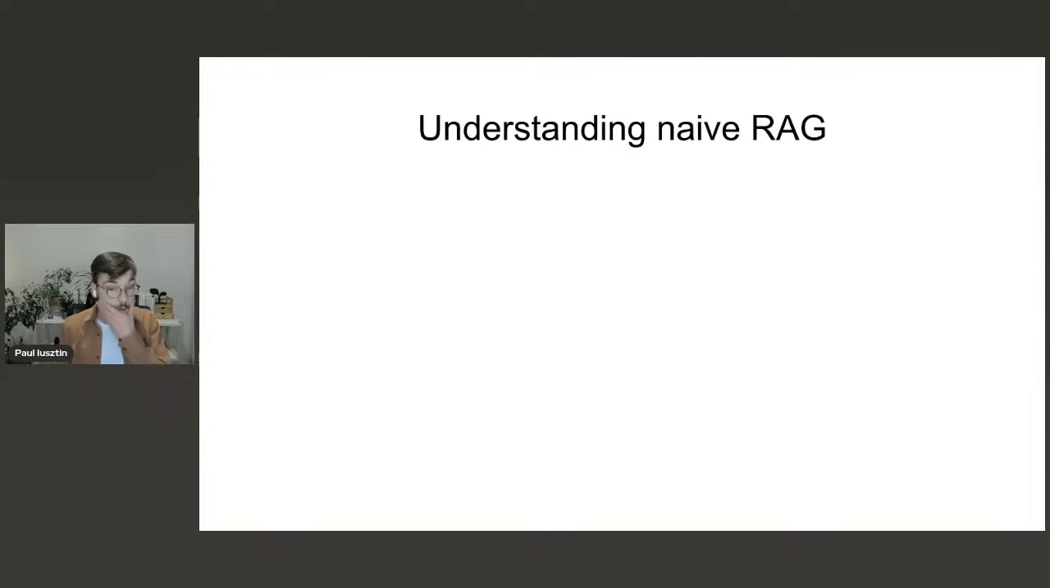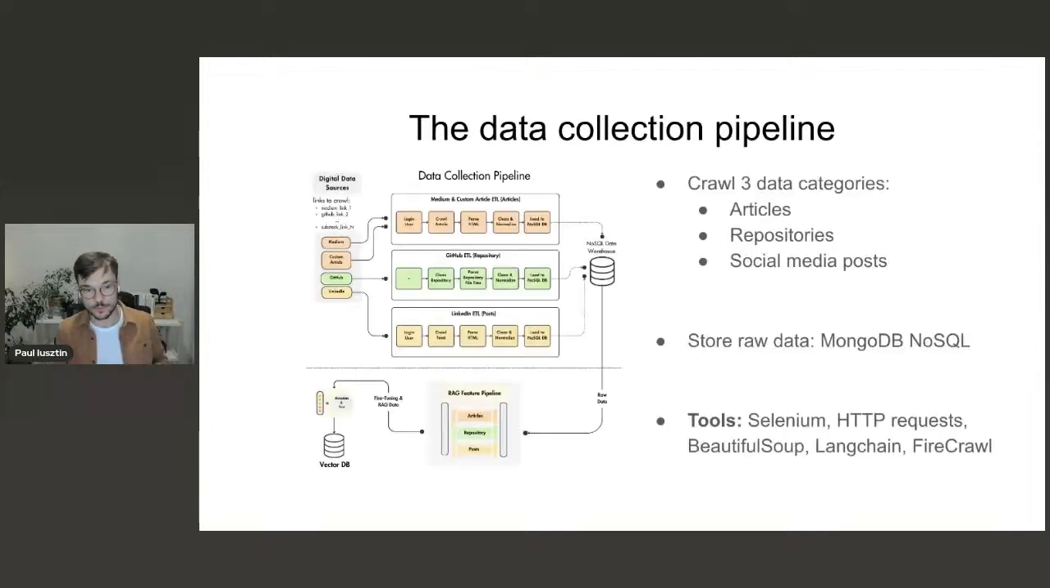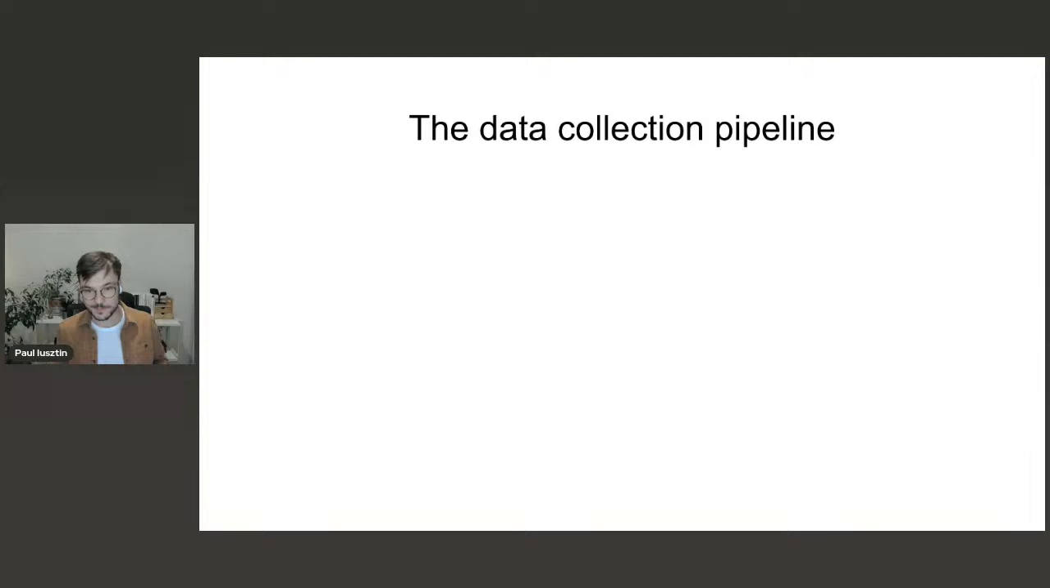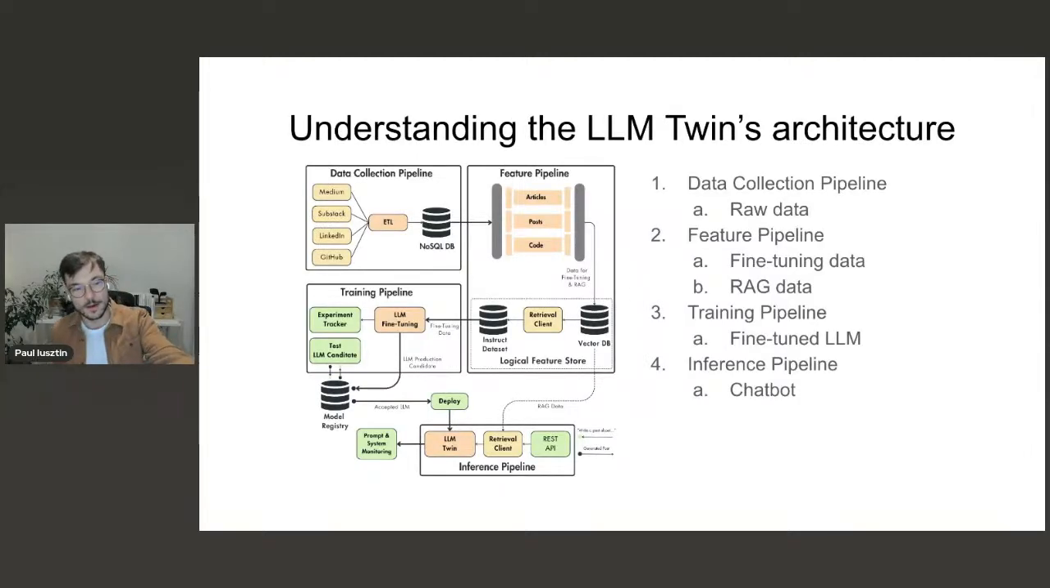So now let's move to the RAG part of the system. Let's move a little back. After the data collection pipeline, we have the feature pipeline, right? Which is actually a RAG feature pipeline, because here we want to prepare the data and load it into a vector DB for RAG, but also prepare it for fine-tuning.